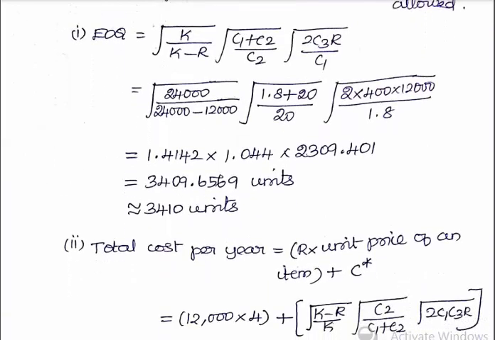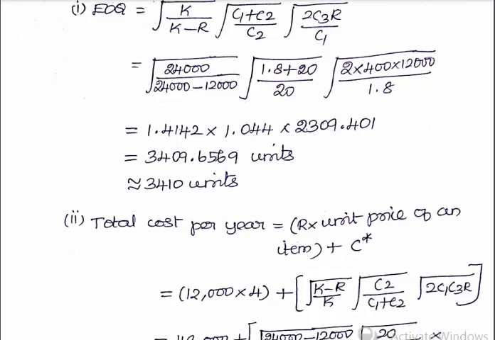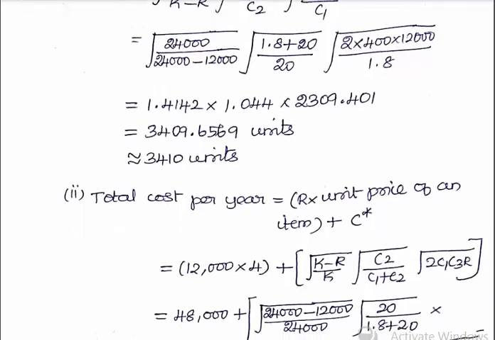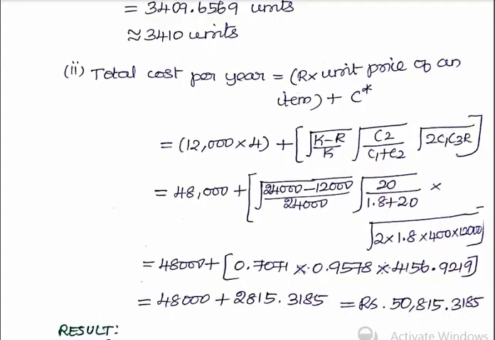Then the total cost per year is equal to R, that is demand rate into unit price of an item. So this is the capital cost plus optimal inventory carrying cost, that is C star. So the formula for C star for the fourth inventory model is root of K minus R by K into root of C2 by C1 plus C2 into root of 2C1C3R. Okay, so by calculating we can get the total cost per year as rupees 50,815.3185.